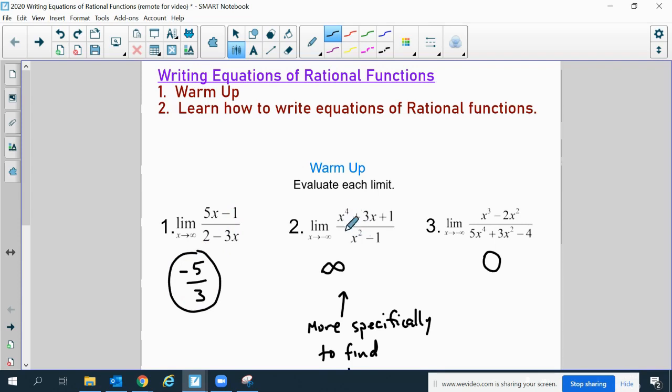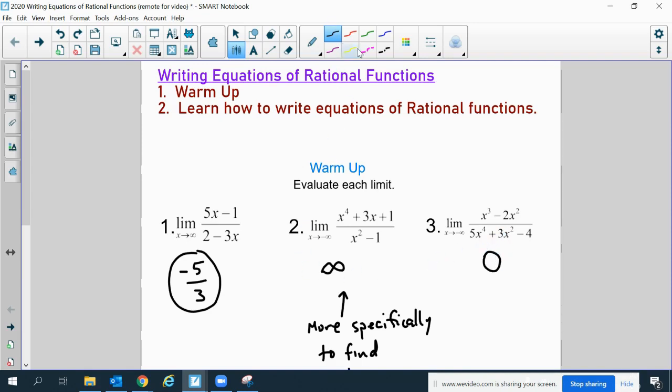This one, the power on the top is bigger. So if I plug in infinity, this is going to be infinity over negative infinity, but the top is way bigger. So this ends up being infinity. And then for number 3, if I sub in negative infinity here, the bottom power is way bigger, so this ends up going to be 0.